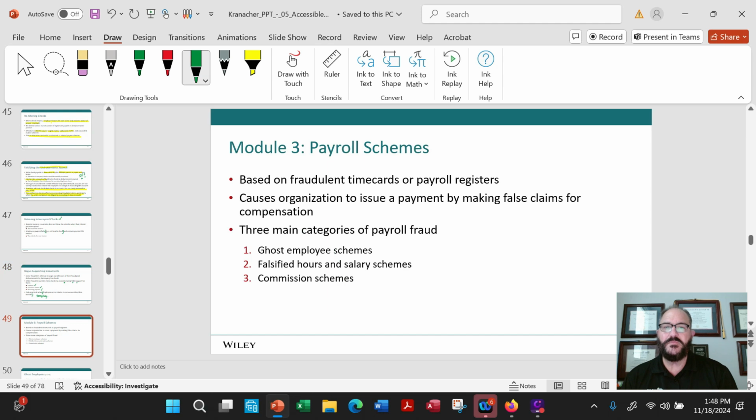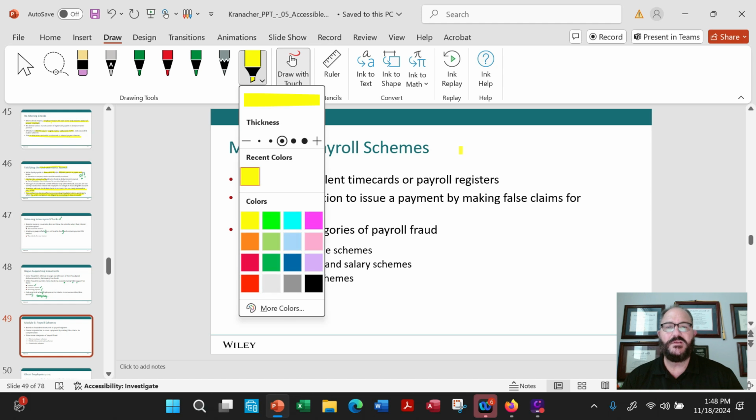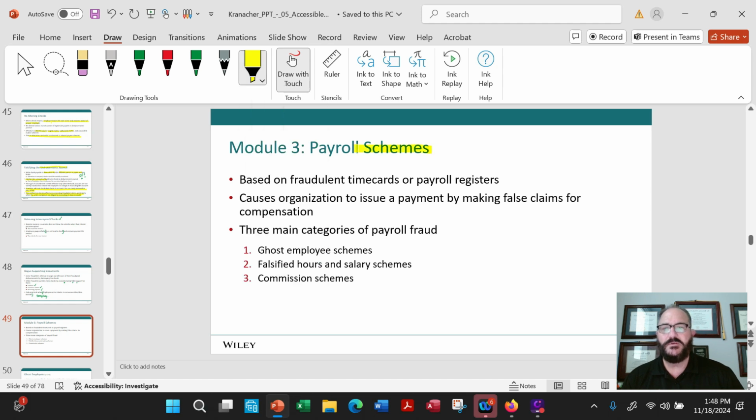Now, some of my all-time favorites here. This one I've seen a number of times: payroll schemes. Fraudulent time cards or payroll registers. Basically, they're going to issue a payment to an employee that doesn't exist. Ghost employee, that's probably my favorite. The other one, falsified hours. I'm sure you've probably heard about people punching in for somebody else. Same thing with commissions.